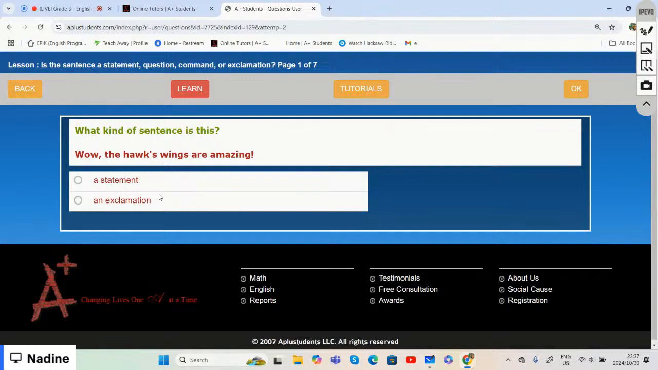We need to say if it's a statement, option one, or an exclamation, option two. Which one is correct? I gave the answer already.